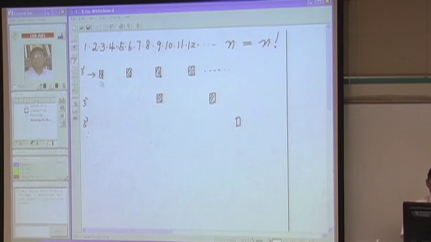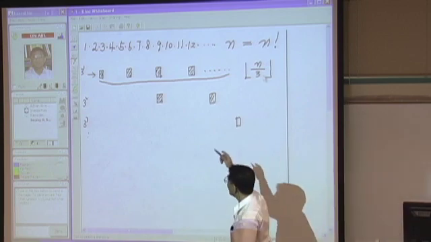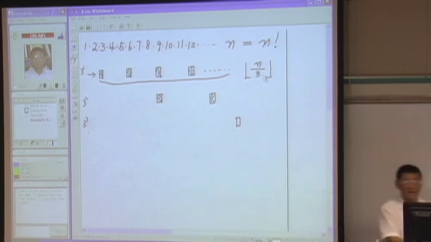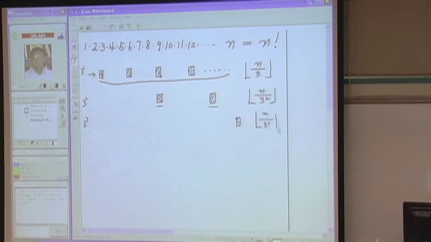Then from this point to this point, we have floor function of n over 3 boxes. Do you get it? We have floor function of n over 3. Why? Because we divide the length n by 3, then we will get 3, 3, 3, and this one. And then for these boxes, we have n over 9, or 3 squared. And for these boxes, we need n over 3 cubed, and so on.